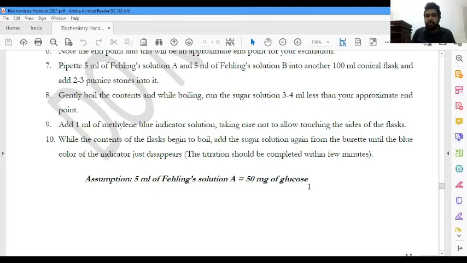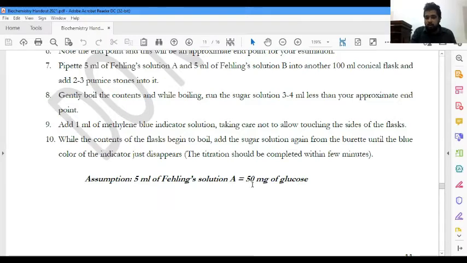Okay, we use this conversion factor. 5 milliliters of Fehling solution A is equal to 50 milligram glucose. Okay, then we add sugar, I mean the glucose, to the conical flask until all this Fehling solution A, meaning Cu2+, is consumed.